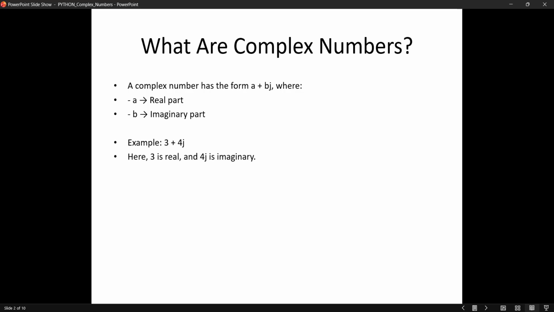A complex number has two parts, a real part and an imaginary part. It's written in the form a plus bj. We must have studied this in our maths earlier in school. A is the real component and b is the imaginary component. For example, 3 plus 4j means a real part of 3 and an imaginary part of 4. This format is widely used in mathematics, physics, and signal processing.